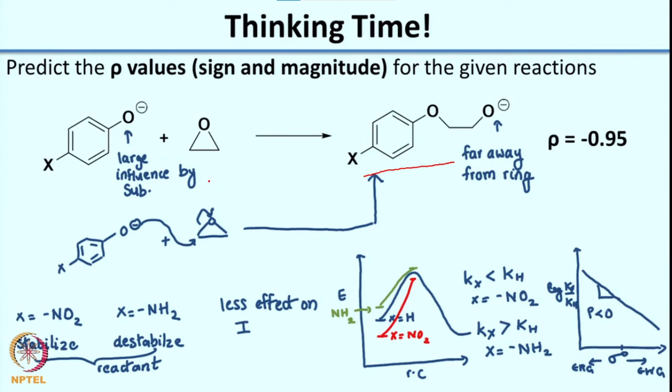So here which group will facilitate the reaction? Suppose NO2 or an electron withdrawing group is present. The electron withdrawing group will stabilize this minus charge, right? You can check the previous session also; we have discussed it in the previous lecture. So if the electron withdrawing group is there, then positive charge will generate over here and it will stabilize the negative charge, right?